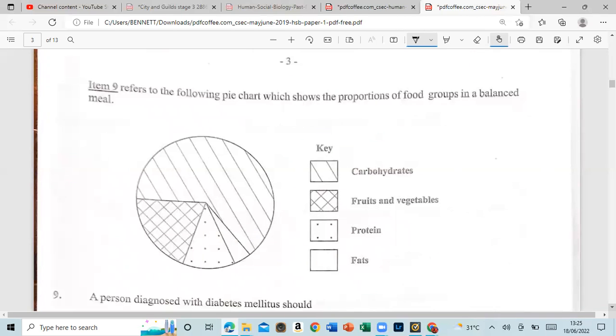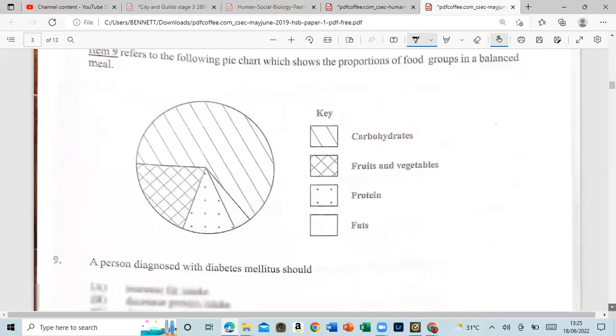Item 9 refers to the following pie chart showing the proportion of food groups in a balanced diet. So there we have the carbohydrates, which is this, fruits and vegetables here, protein and fats.